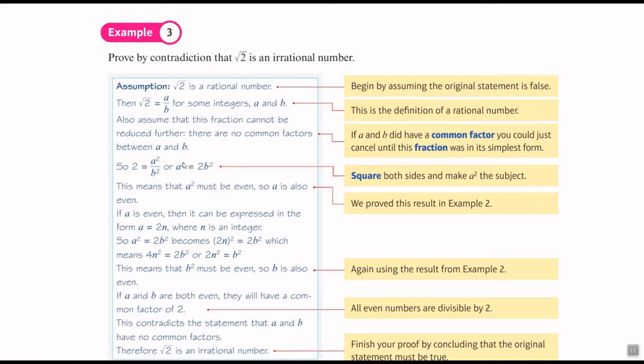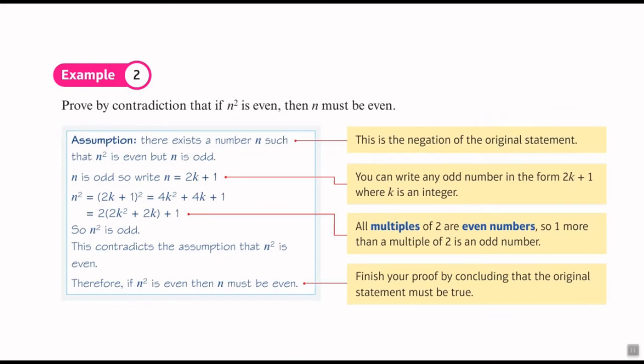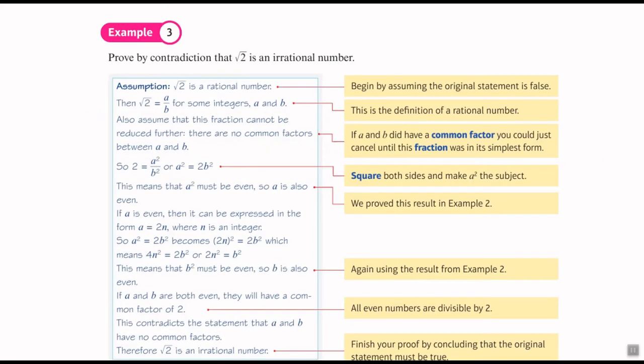So we did that earlier here. If n squared is even, then n must be even. So we can use that here. So a squared must be even, so a is also even, right? So then a is even.